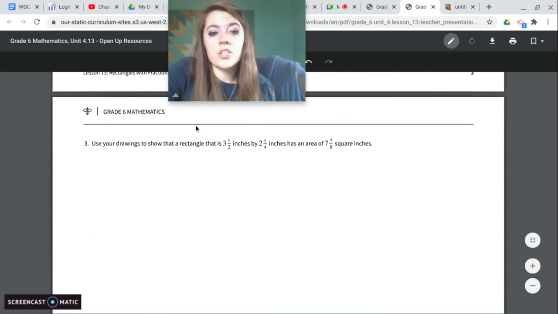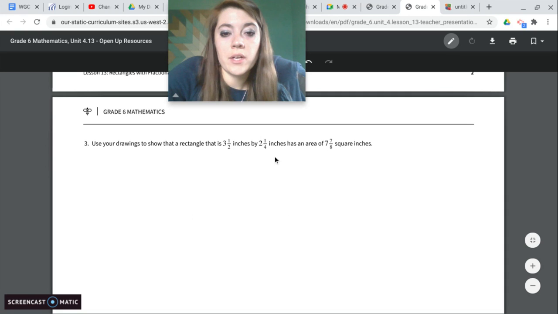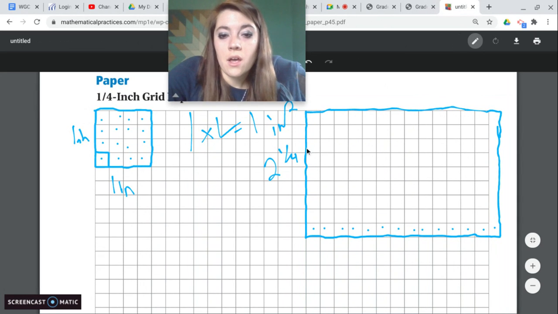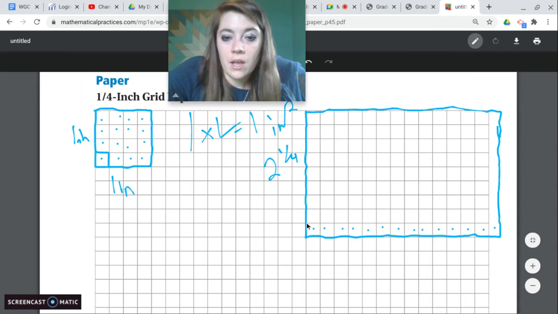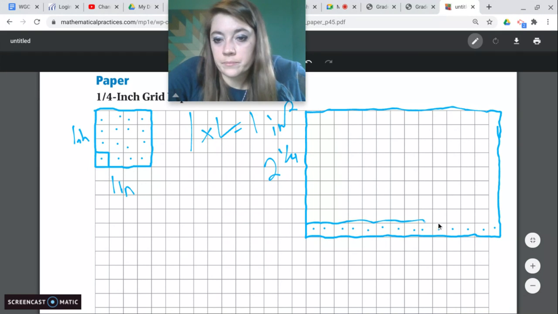So we can use our drawings to show that 3.5 inches by 2.25 inches has an area of 7 7/8 square inches. So if we go back to this, we have our 2, and this is where the 1/4 is. Obviously not a very straight line. 1/4. And then we have our 3.5.